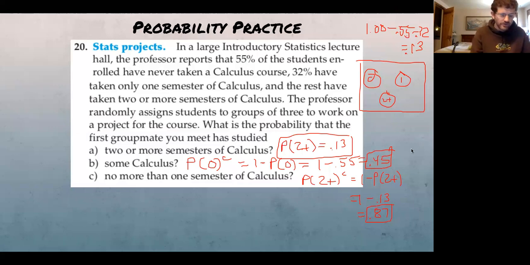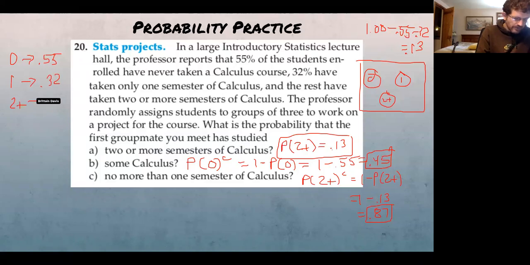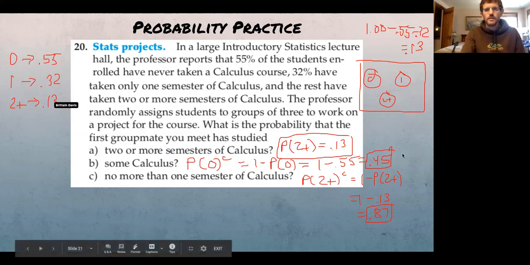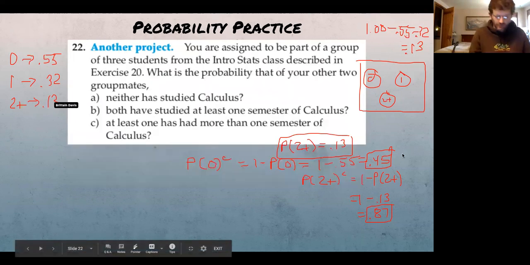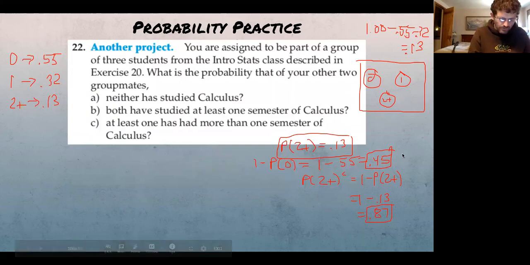Okay, and I'm going to write down real quick because we're going to use these same numbers. So the probability of 0 is 0.55. The probability of 1 is 0.32, and the probability of 2 plus is 0.13. I should have cleared all this stuff before, but whatever, I'll get rid of it.